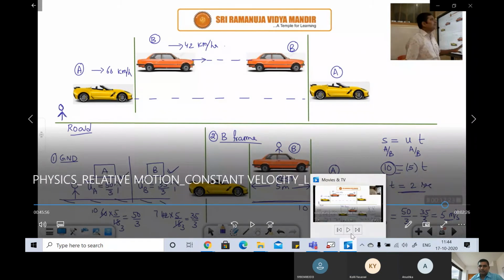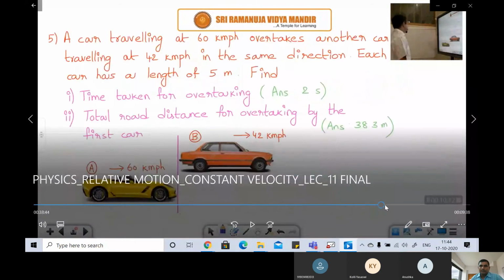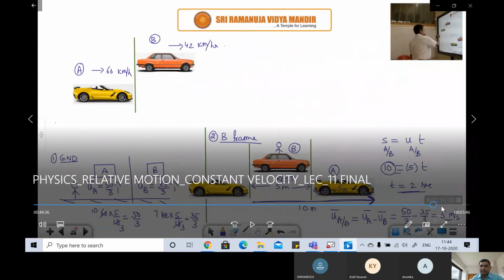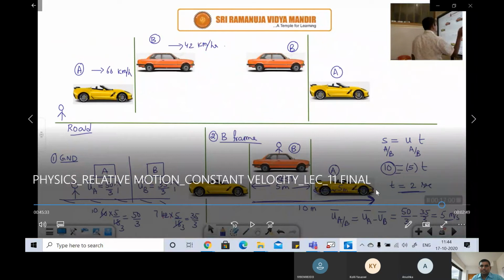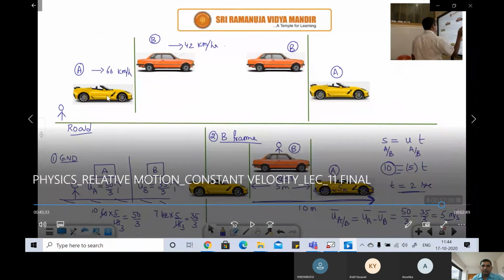Next, the second part is very important in this question. The second part of the question is the total road distance for overtaking by the first car. How much is the road distance they're asking? This is very important, just listen here. Road distance means you have to stand on the ground. When you stand on the ground, both cars are moving. On the screen, look carefully at the initial position, where B is in front and A is behind.